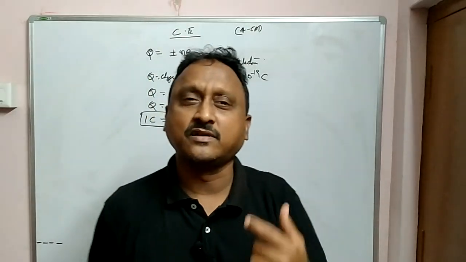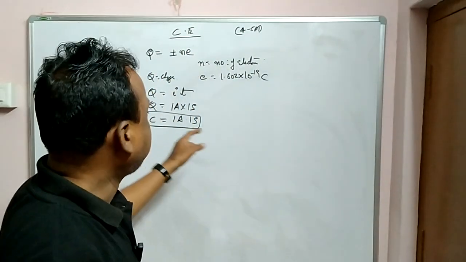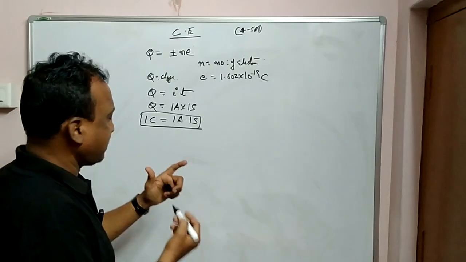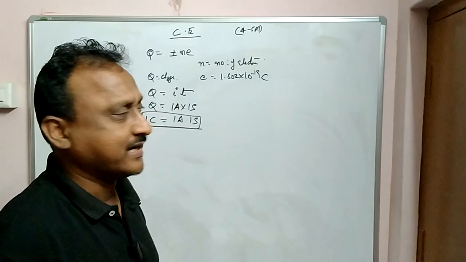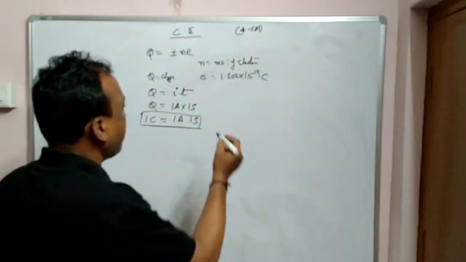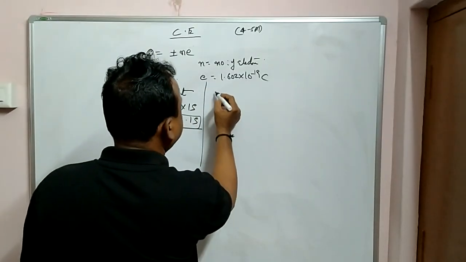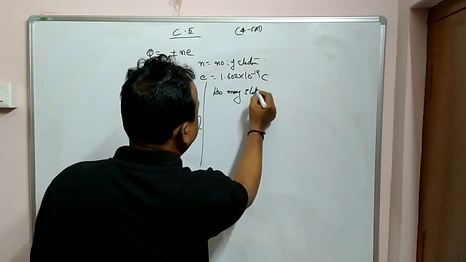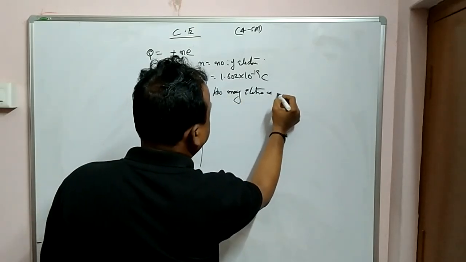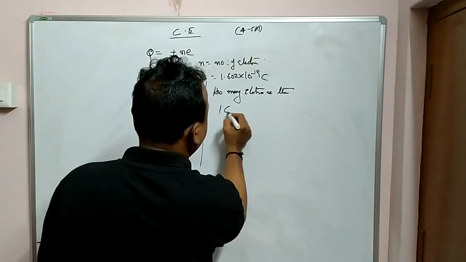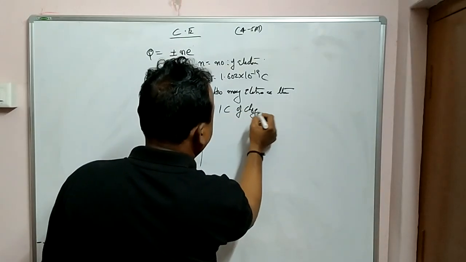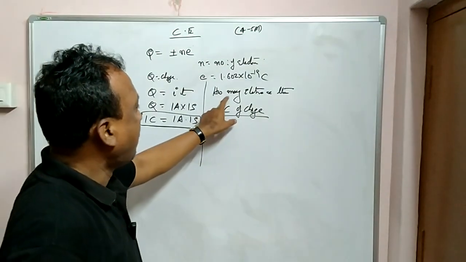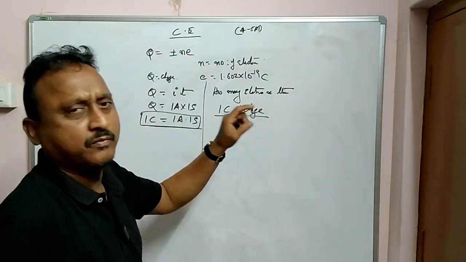Like this you can also define 1 ampere. 1 ampere is that strength of current in a conductor when the charge is 1 coulomb over a time period of 1 second. So these are some formulas regarding current electricity. Now, from the examination point of view, they may ask how many electrons are there in 1 coulomb of charge. This is a regular question.